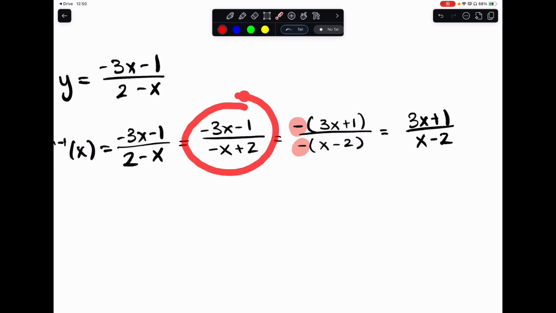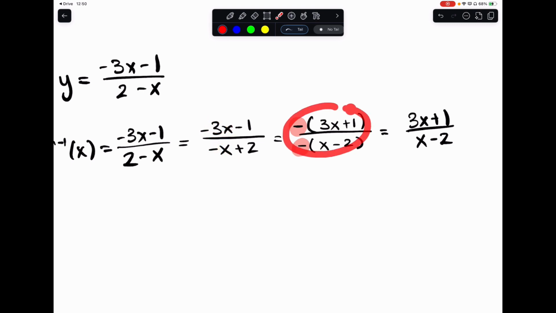Or this way right here. If you do want to get rid of the negative sign, because I usually don't like to see negative signs in the leading coefficient, you can factor out a negative like you did right here. And then in this case, because there's a negative on top and the bottom, you can divide them out and you end up with that.